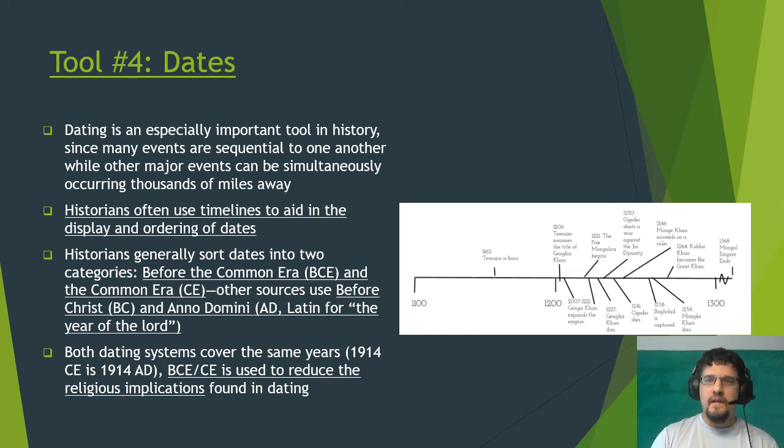We use timelines to order dates. You can see this timeline here, which is actually of the life of Genghis Khan. And we sort dates into two categories, BCE and CE. That's before the Common Era and Common Era. You will also see from time to time BC and AD, before Christ, Anno Domini. Both of those cover the same set of years. We're using BCE and CE to reduce the religious implications found in dating, but a lot of our sources use BC and AD. Don't shoot the messenger. I'm just the one telling you about that.